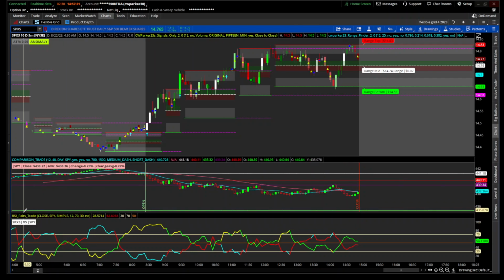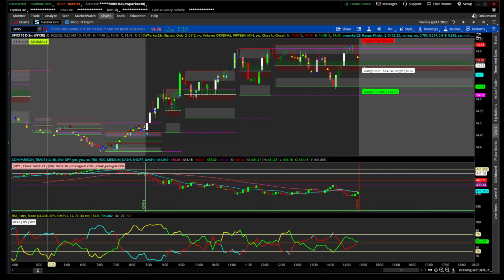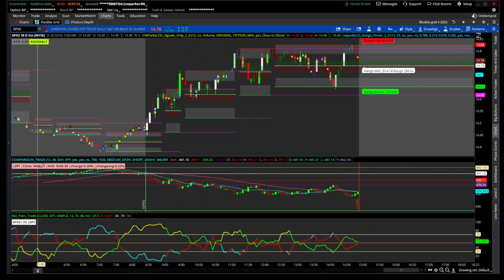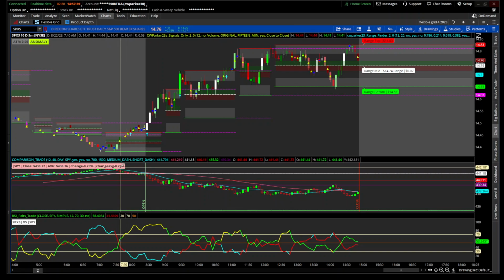Today I've introduced you to the RSI pairs trade. If you're familiar with this, it's my trade comparison indicator. Basically, what I have it set for is the S&P 500. You can see the S&P is right there. It's close, its average, its percent change, and its average percent change over 21 days.